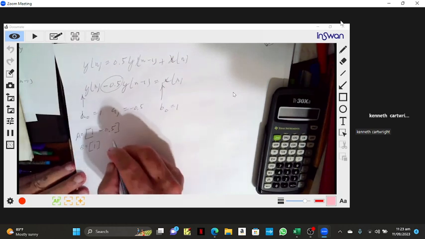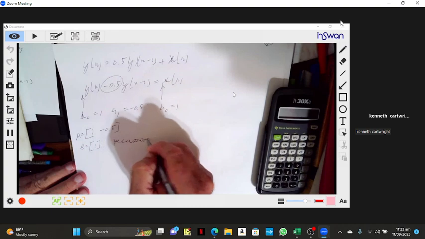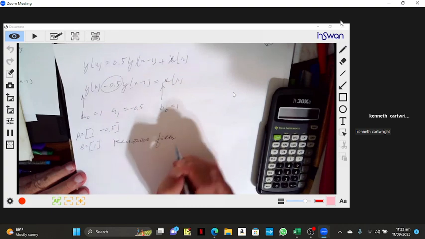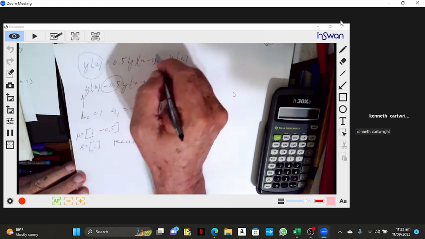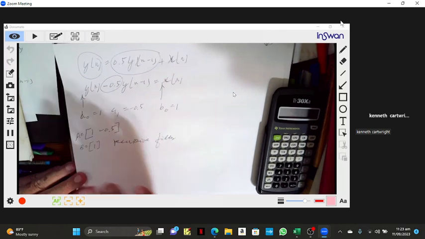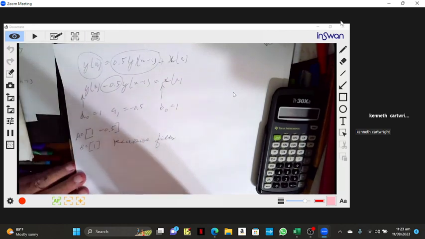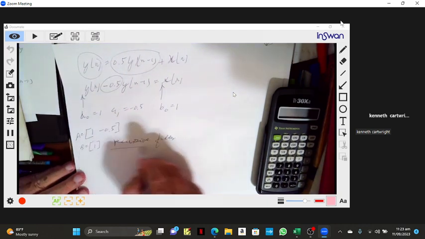This is a recursive filter. This is called a recursive filter because the output depends upon a previous output. So when the output depends upon previous values of the output, it's called a recursive filter.